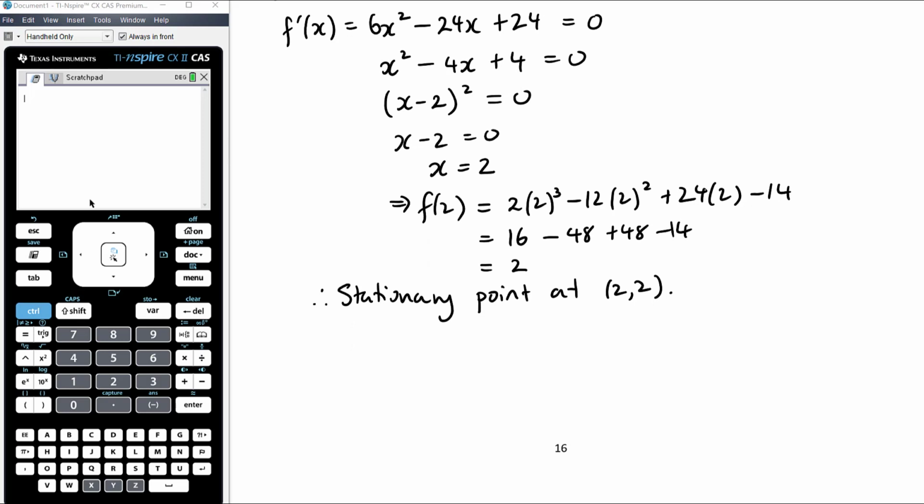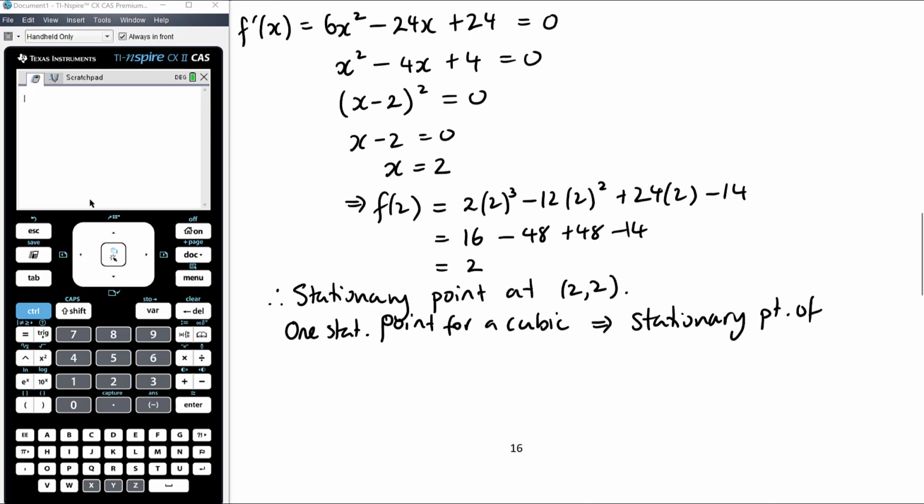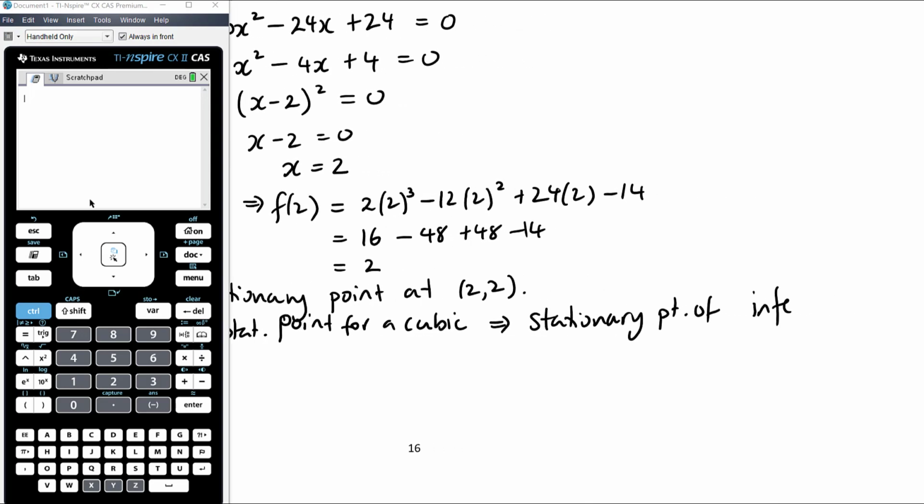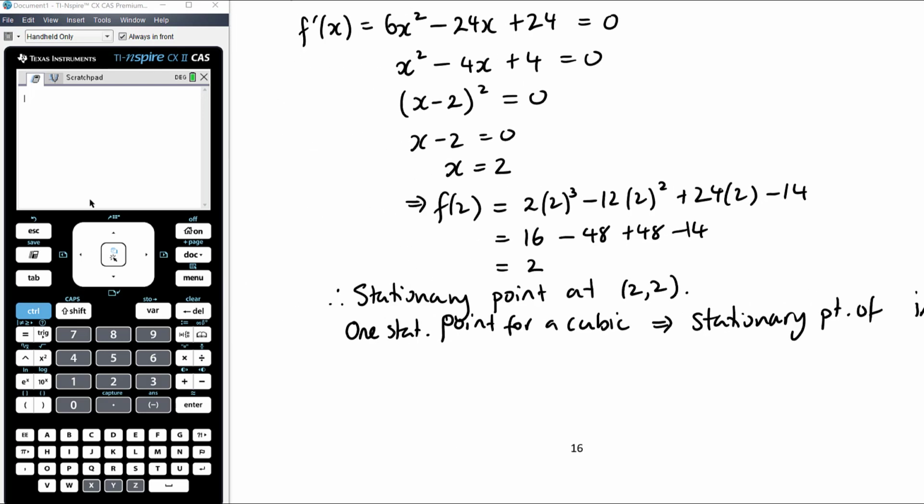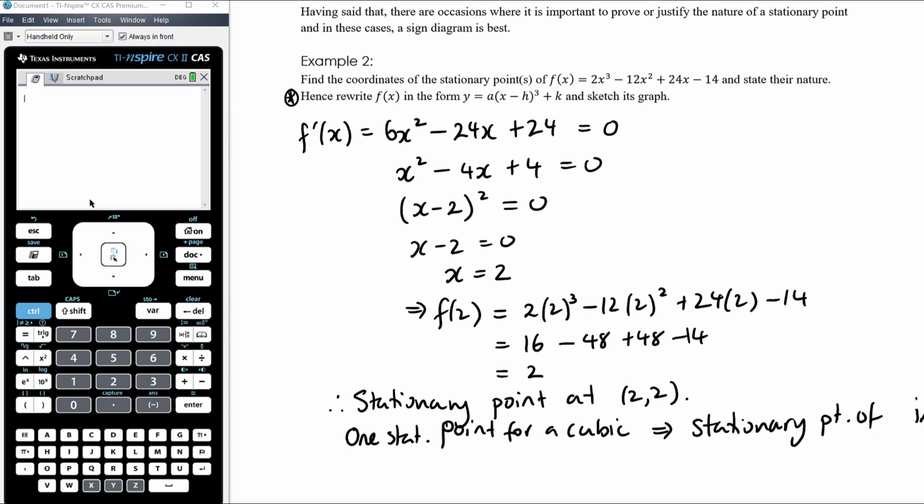Now, it's a cubic with one stationary point, okay? So one stationary point for a cubic means it is a stationary point of inflection. Okay, and so once you've worked out that it's a stationary point of inflection, the second part of the question now makes sense. We know that we can only write cubics in this form if they have a stationary point of inflection. Okay, this one does have a stationary point of inflection at the point 2, 2.